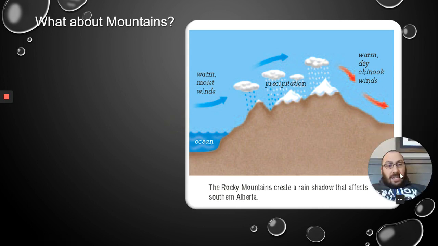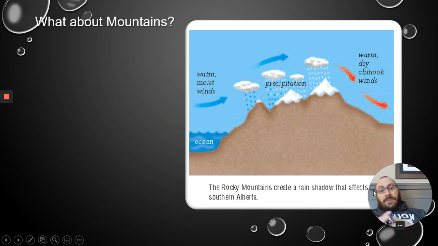Next we go, what about the mountains? Do the mountains have any effect? And of course they do. Over here, somewhere over here would be Lethbridge. Over here would be Nanaimo. What happens over here? Over here, we have those nice moist winds, but up in the mountains, it's really, really cold. And then back over here, we end up getting the dry Chinook winds.